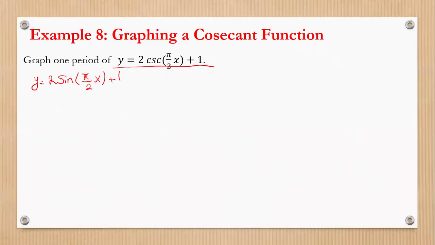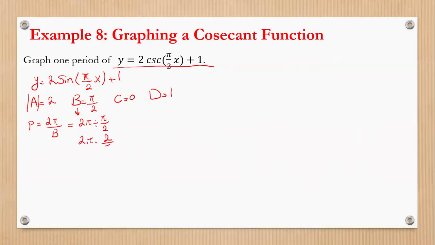And in this function, I know that a is 2, b is pi over 2, there is no phase shift, and d is 1. There is one vertical shift. That means the whole function is going 1 up. The amplitude tells you how much the maximum and minimum points go up and down from the center line. B tells you the period of the function, and the period is 2 pi over b, which is 2 pi divided by pi over 2, and that's 2 pi times 2 over pi, and that's 4.